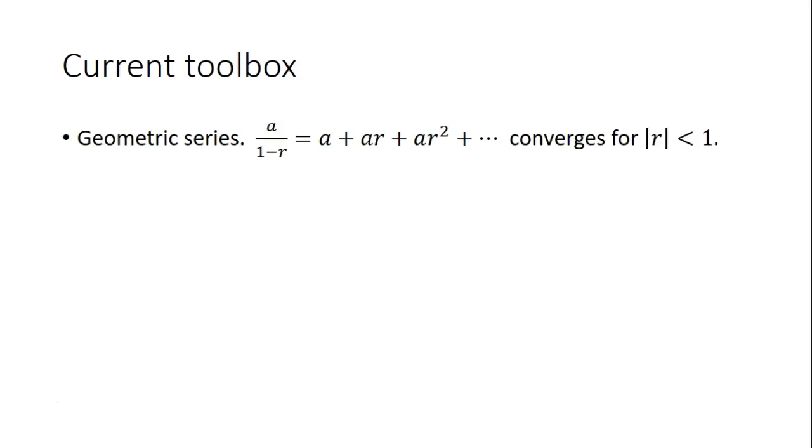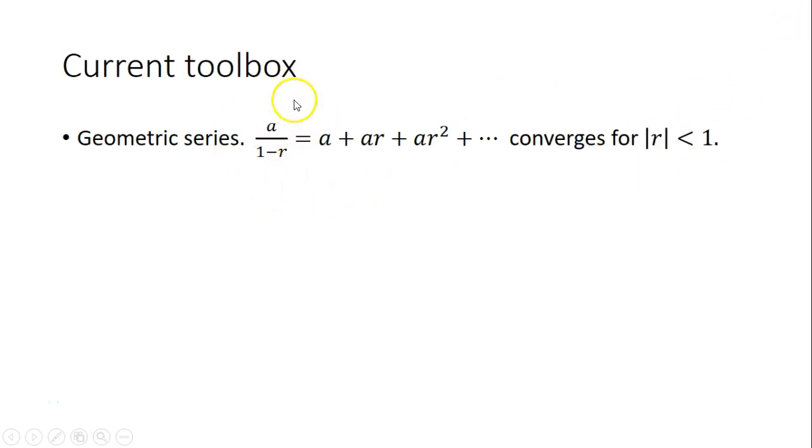Alright, so this is what we know so far. We know how to do geometric series. That's kind of how we started the chapter. We got a plus ar squared, ar cubed, etc., etc. And that's going to converge whenever the absolute value of r is less than 1. This works whether r is in terms of x, whether a is in terms of x, whatever we got, right? This always works for anything as long as the absolute value of r is less than 1.